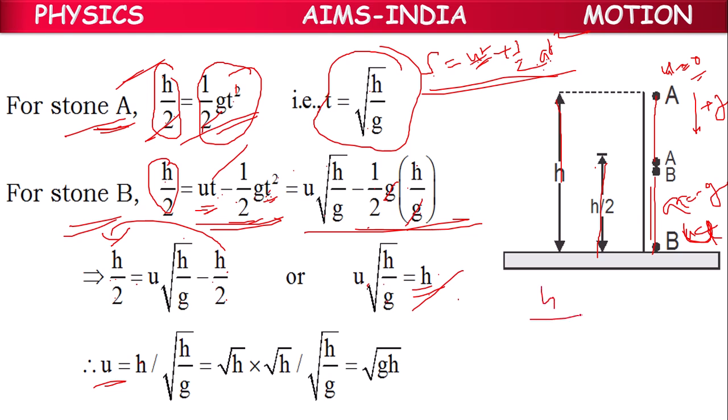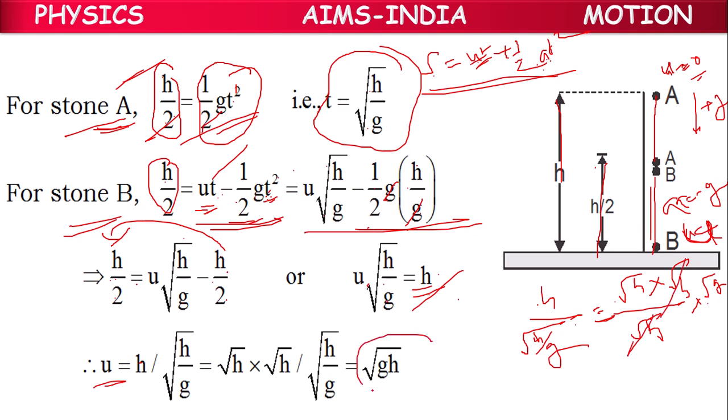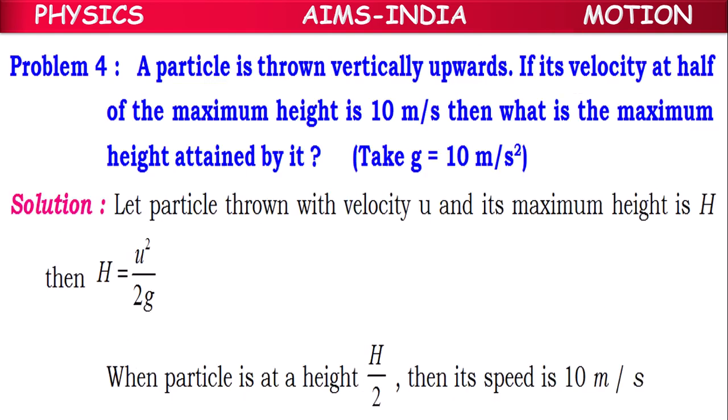This h by root of h by z, this numerator h can be written as root h into root h, denominator root h by root z. Root h will stay there, root z will go up, because the denominator goes to the numerator. Like this we can write, root h cancels, root h into z, root gh. So u equals root gh.